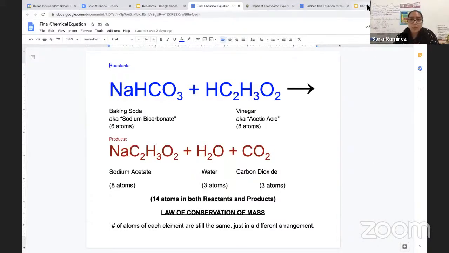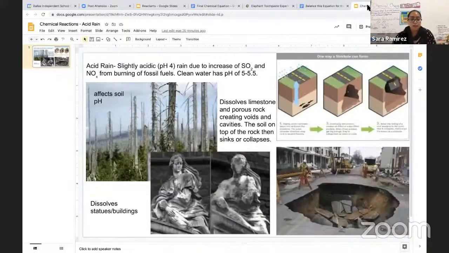Now, the last experiment we're going to do involves chemical reactions in our everyday life, and it's involving acid rain. So acid rain is just slightly acidic rain. It has a pH of 4. And the reason it has that slightly acidic quality is because of an increase of sulfur dioxides and nitrogen oxides from burning fossil fuels. So typically clean rainwater has a pH of 5 to 5.5. So when we have all that air pollution, it's affecting water quality and the rain.